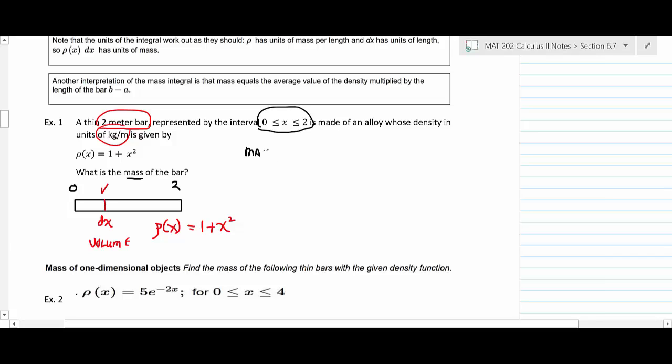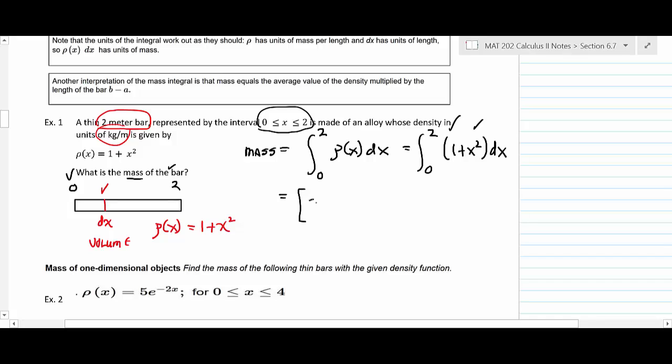So the mass is going to just be equal to the integral. We're going to be integrating from 0 to 2. You can put that bar on the x-axis, and then that would be rho of x dx. So that would just be the integral from 0 to 2 of 1 plus x squared times dx. Okay, and that's a super easy integral to do. So the antiderivative of this is going to be x plus x to the third over 3, and then we're going to evaluate that from 0 to 2.